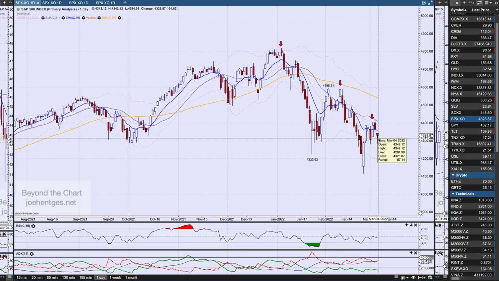All right, so let's take a look at a couple of the global indices. Now, this one is not going to be any surprise.